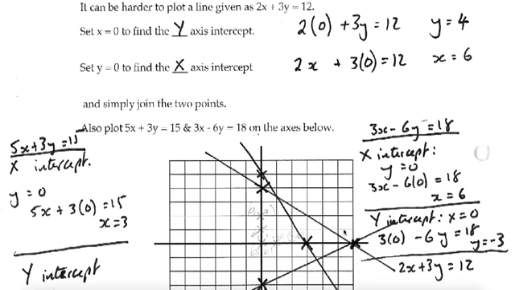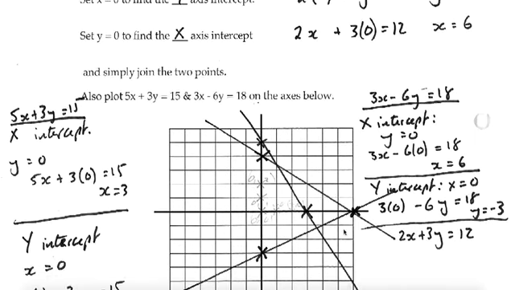Now you've got another couple of lines here as well. So here we've got 5x plus 3y equals 15. So when it crosses the x-axis, I know that the y will be 0. Put y is 0 into the equation, and I find that x must be 3. So when this line crosses the x-axis, it does so here where x is 3.